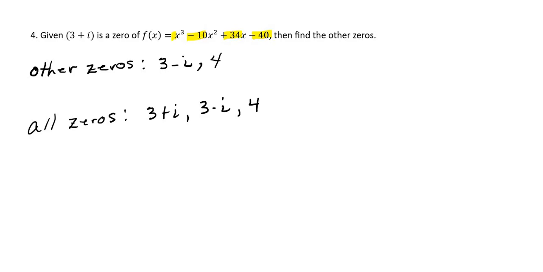One thing I want to point out here is the directions asked me to find the other zeros. So be sure that when you type your answer into MyMathLab, you're just typing these other 2 zeros that you're having to find. You're not typing in that first 0 that was given to you in the original problem.